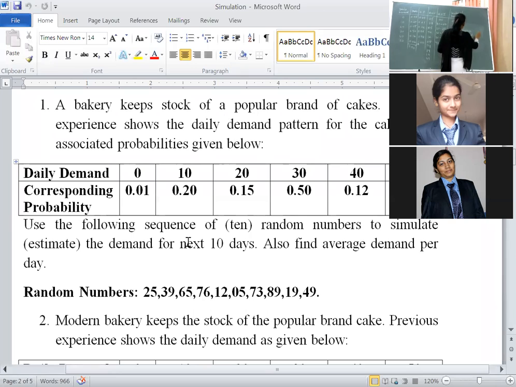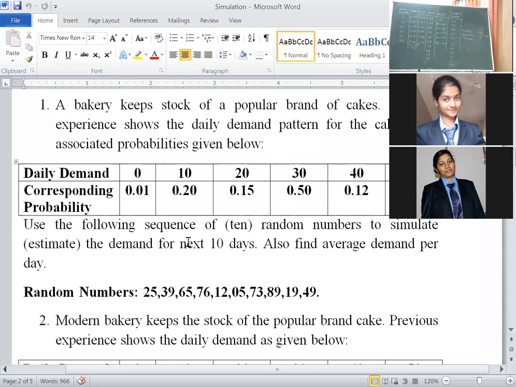Now average demand per day we have to write. The formula is simulated demand divided by how many days they have given. The total number of days in the problem is given as 10. That means 240 upon 10 is equal to 24 units per day.